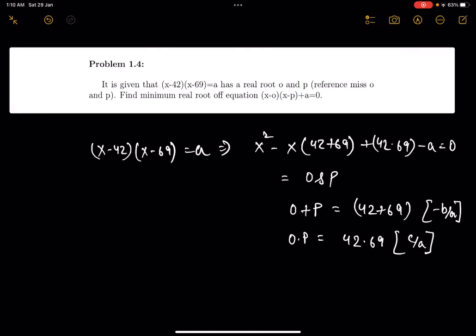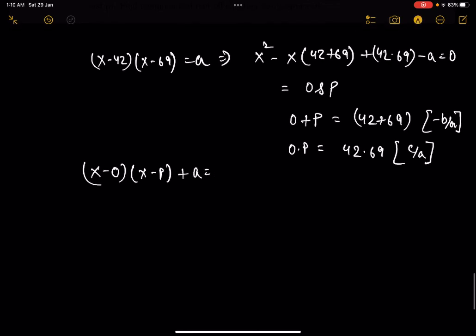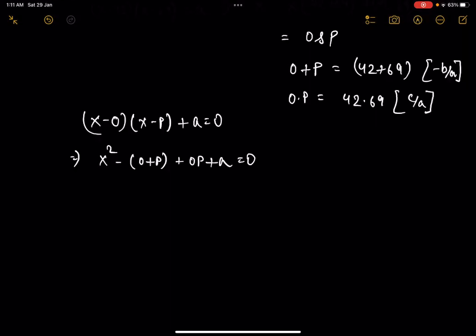And here we have to solve x minus o times x minus p. So we can directly say that x minus o times x minus p plus a equal to 0, and that is x square minus o plus p times x plus op plus a, that is equal to 0. So if we back substitute the terms of o and p in numbers, we have x square minus 42 plus 69 times x plus 42 times 69 minus a plus a equal to 0.